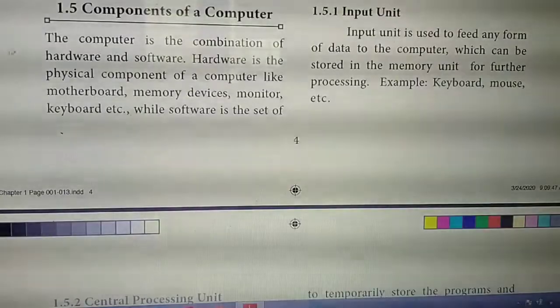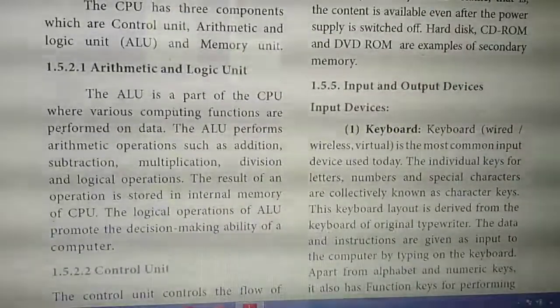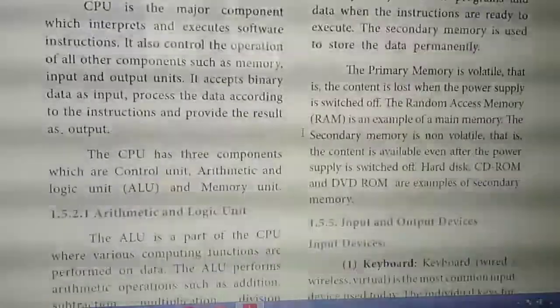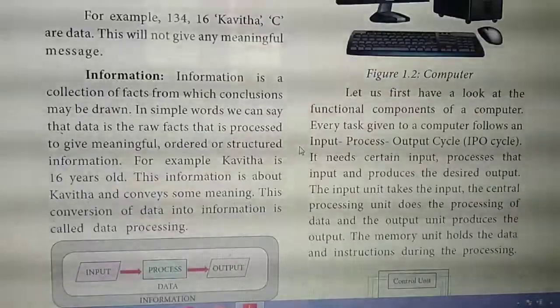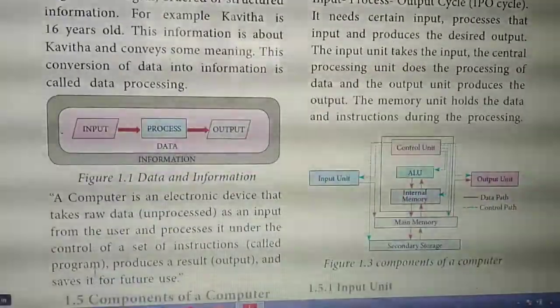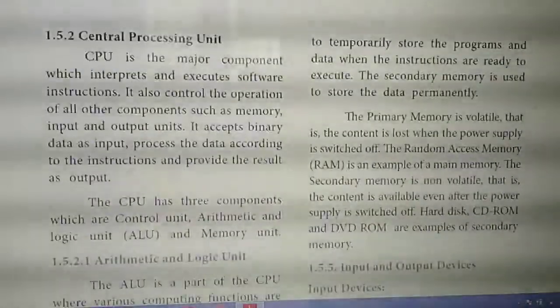Starting from page number 4, Computer is a combination of hardware and software, from here to the next page, page number 5, before the input and output devices. You can write it short, okay. So listen. First, you need to write this one fully, components of computer. Input unit also you need to write fully.